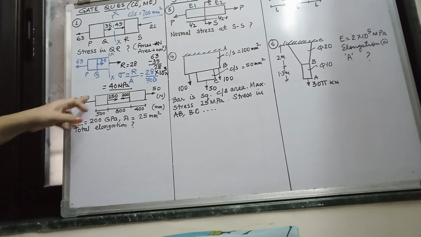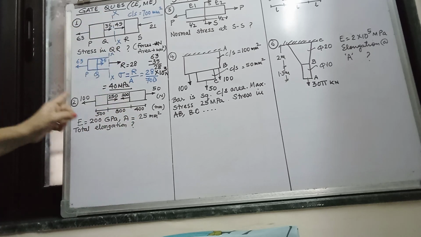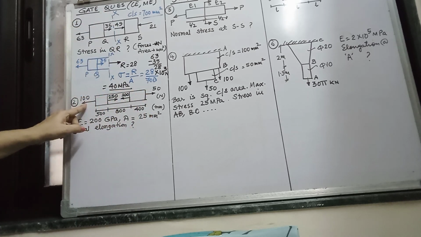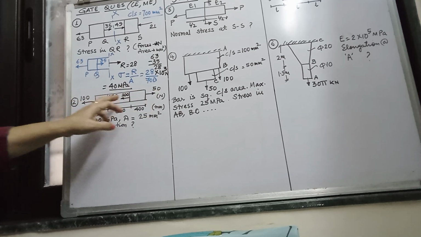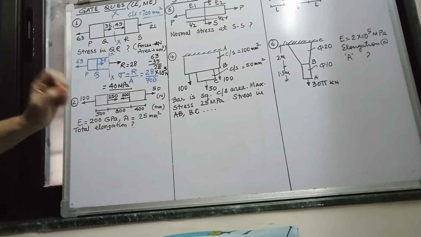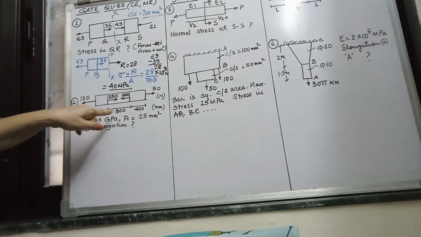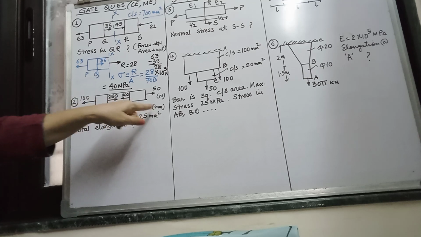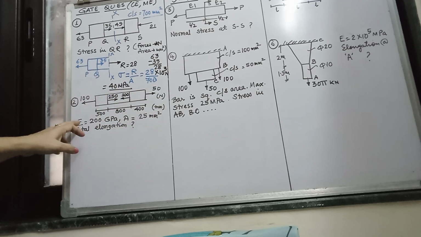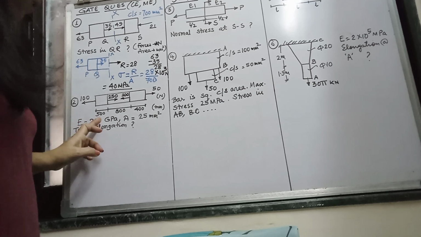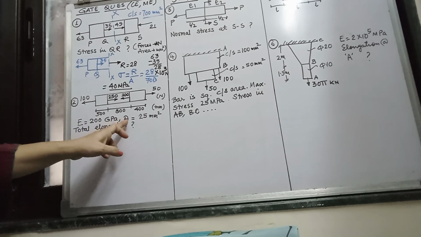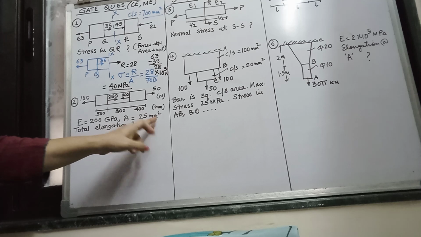Now problem number 2. The same thing. This is another bar. Here it is 100. Here it is 50 Newton. Here it is 250. Here it is 200. And the lengths are given as 500, 800, 400, and these lengths are all in millimeter. Now in this problem, modulus of elasticity is given as 200 GPa and cross-sectional area is 25 millimeter square.